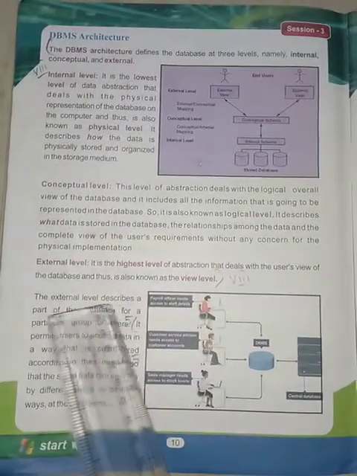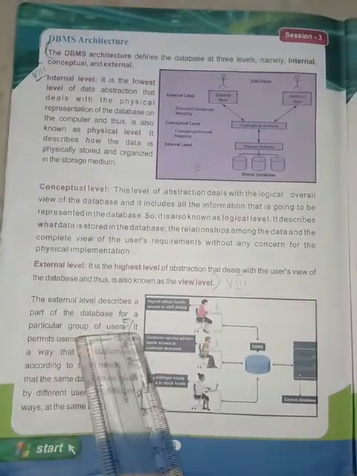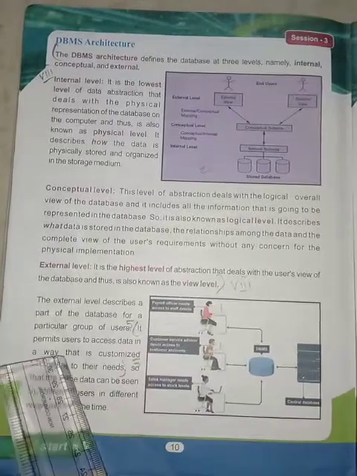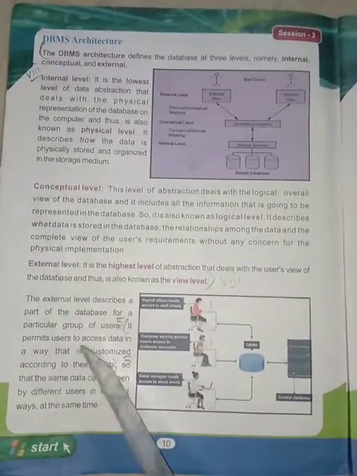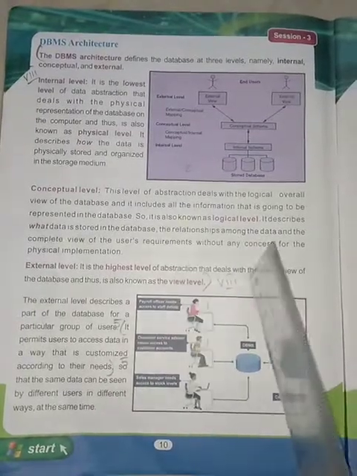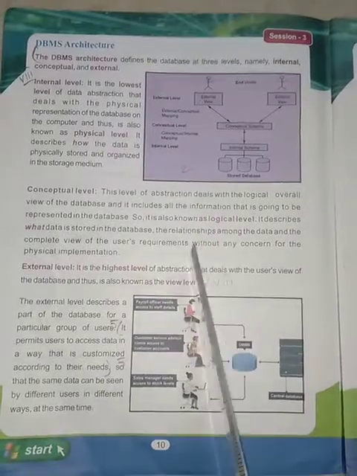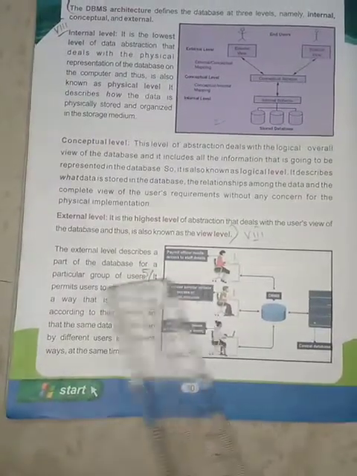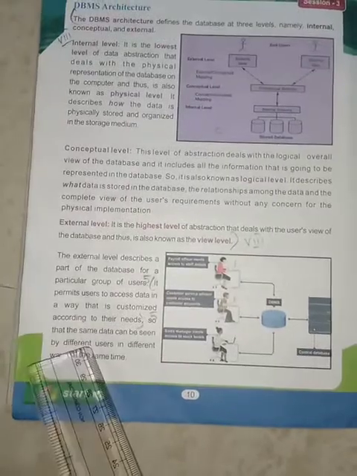The external level describes a part of the DBMS for a particular group of users. It permits users to access data in a way that is customized according to their needs. So this means I may require it in the form of tables, and one more user may require it in the form of docs or PowerPoint, like that. So it will allow the user to access data how we require.